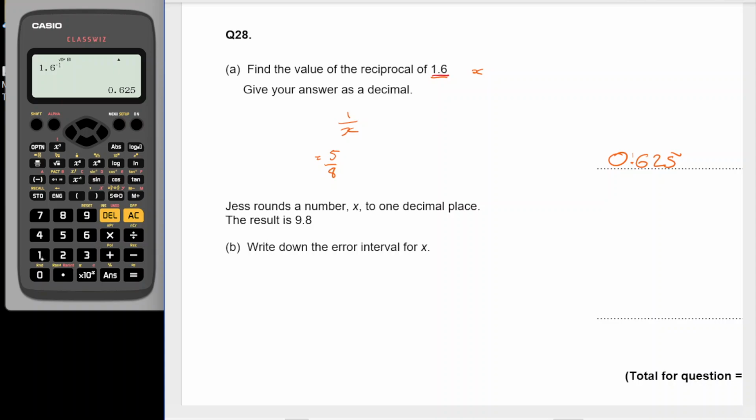And like I said, we can just double check that. 1 divided by 1.6 should give us the same answer. Yeah.